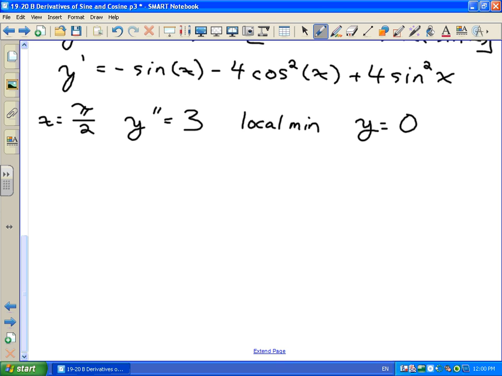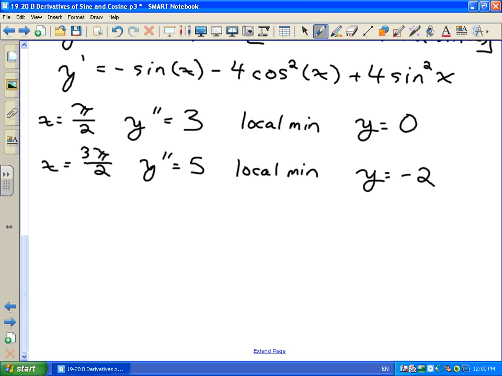Okay? And we want to do the same thing for each of our points here. So x is 3 pi over 2. We get y double primed is 5. So we have another local minimum. And our y value there is -2. Then those are our two exact solutions. Then we've got to do it for our two approximate solutions.